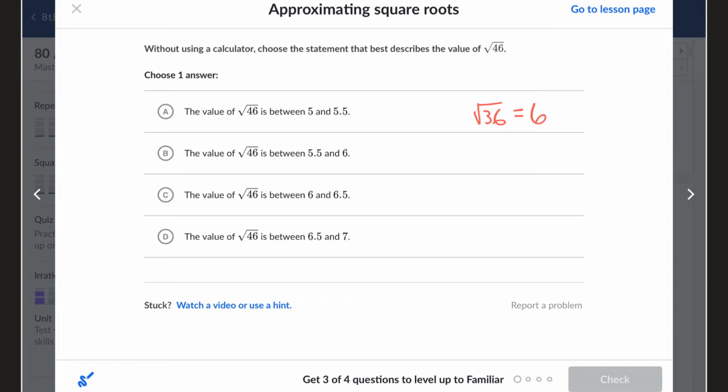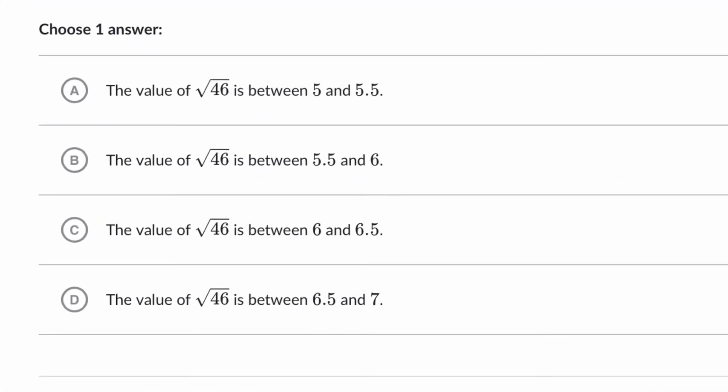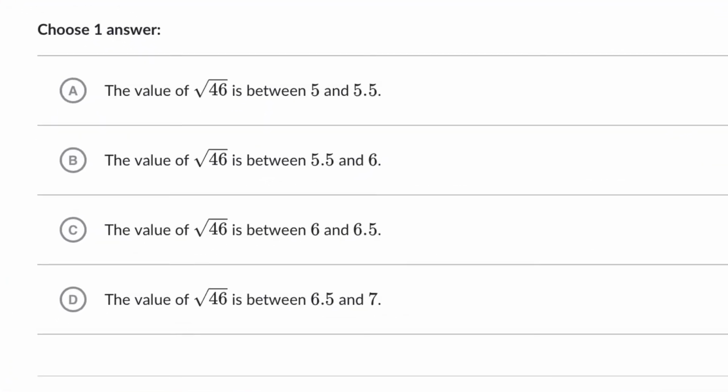So I'm going to remove this and break down each of the options here. The square root of 46 is between 25 and... So what we have to do is square each of these. I'm going to make this a little bit bigger. So I'm going to square 25, square 5, and 5 times 5 is 25, and 5.5 times 5.5.